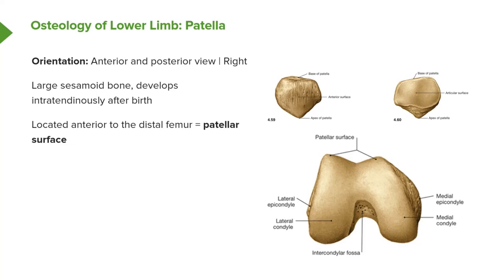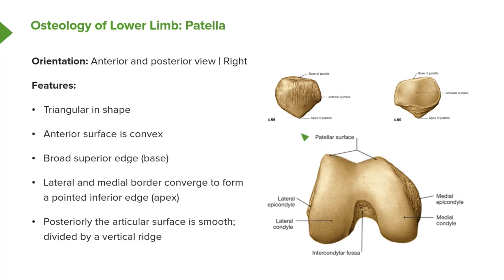It's located anterior to the distal femur. We've got the patellar surface, which we can see on the anterior surface of the femur. It's triangular in shape. Its anterior surface is convex, and it has a broad superior base. It has a lateral and medial border, and these converge to form a pointed inferior edge known as the apex.